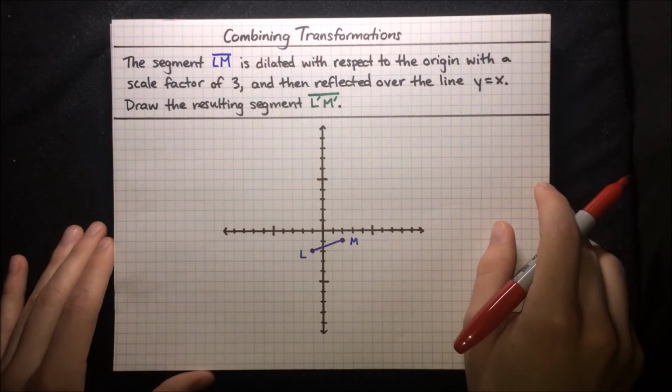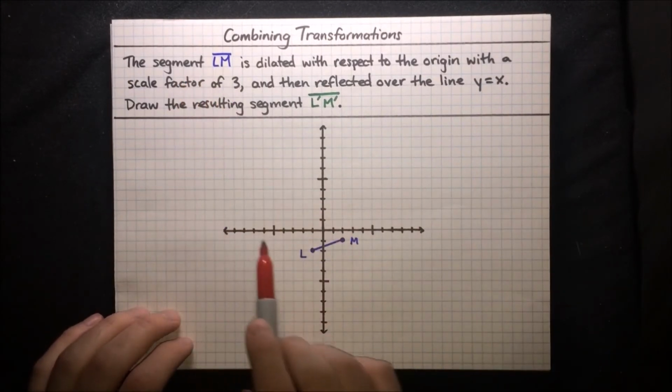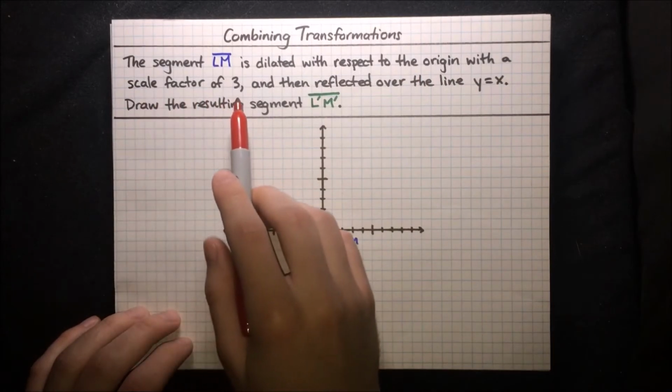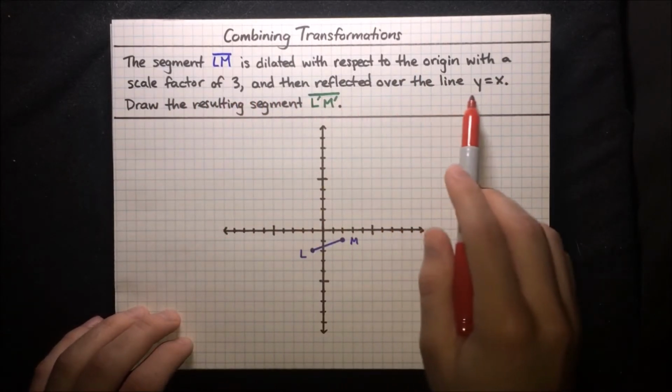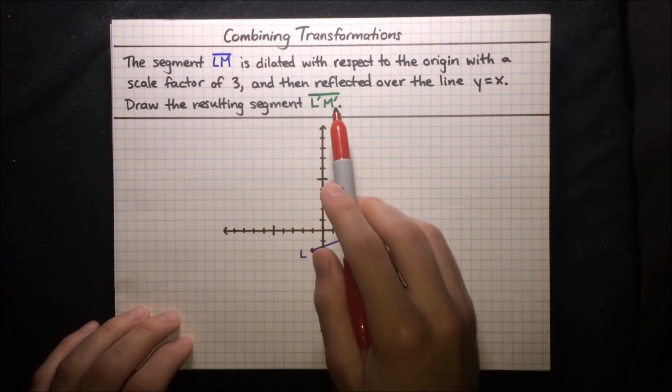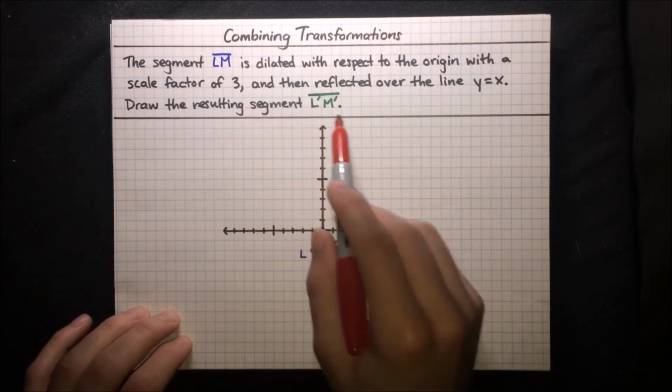On to the next problem. The segment LM, right here, is dilated with respect to the origin with a scale factor of 3, and then reflected over the line y equals x. Draw the resulting segment L', M'. Again, let's just take these transformations one at a time.